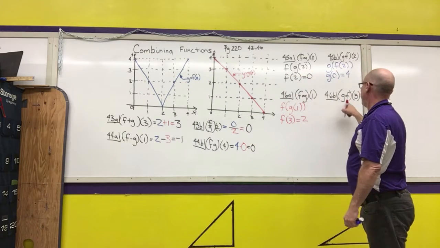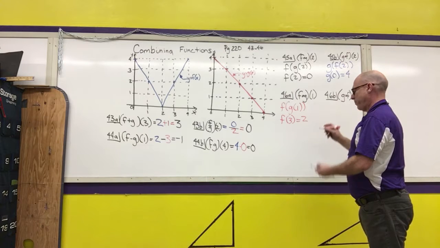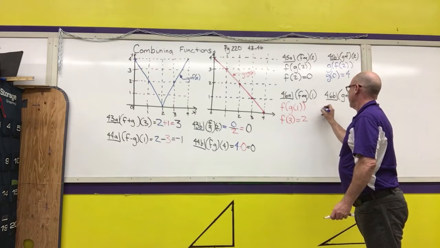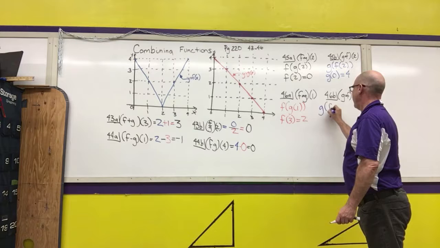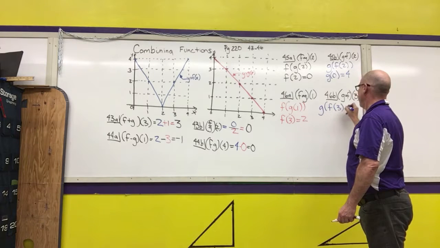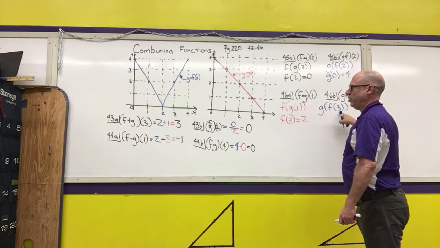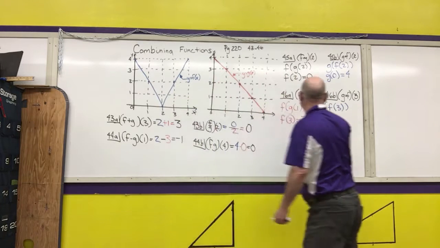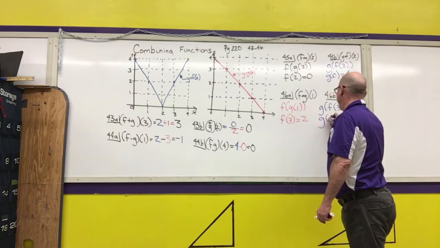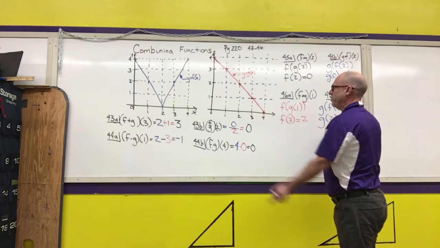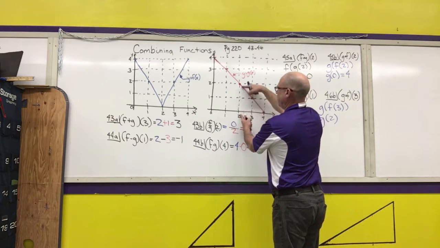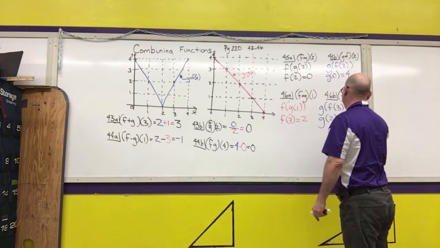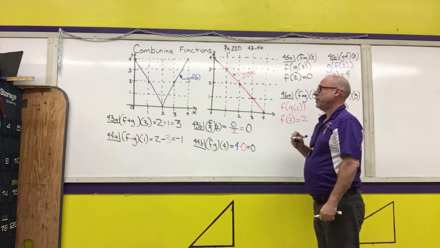And the final example is g of f of 3. So I want g of f of 3. I put a 3 into my f function, and I get a 2. So I now want to find g of 2. I put a 2 into my g function, and I get a 2.